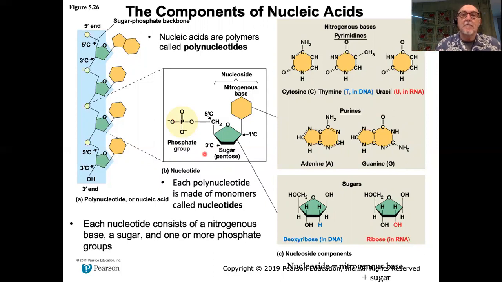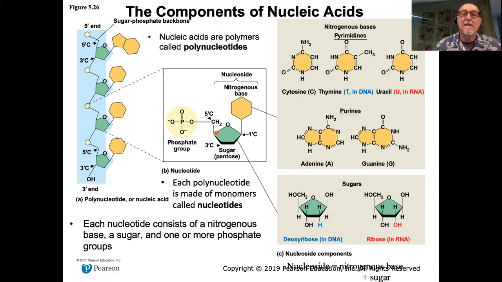We need to understand how that polymer is actually made up. The monomers that make up the polymer are nucleotides. Here is a single nucleotide, this whole unit here. Without this part here, we refer to it as the nucleoside, but the whole thing together is a nucleotide. At the center of the nucleotide, there is a sugar. There are two sugars that are involved in the nucleic acids. We'll wait a minute and we'll talk about them.